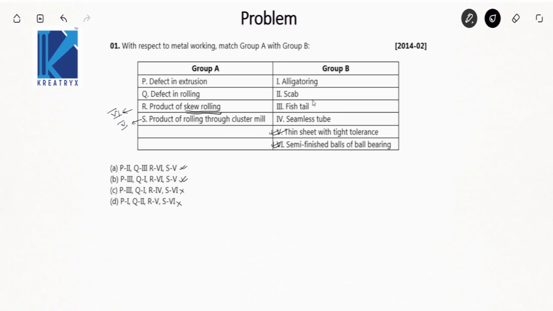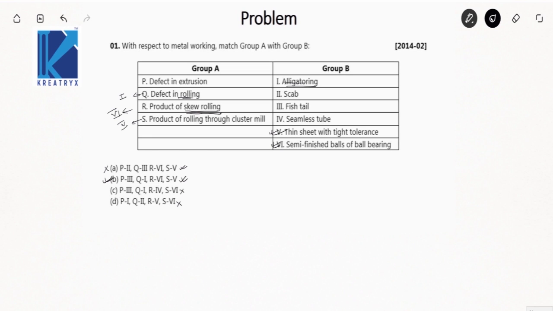Now if we know defect in extrusion or defect in rolling, the question will automatically get solved. Let us assume I know that the defect is of rolling. You might know defect in extrusion or you might know both of them, so it doesn't matter. For defect in rolling, as I have already told, alligatoring is a defect due to rolling. So for Q it's 1. Now looking at the options, option A gets eliminated. So the correct answer is option B. We can use the elimination technique in an examination environment so that we can save our time in an examination like GATE.